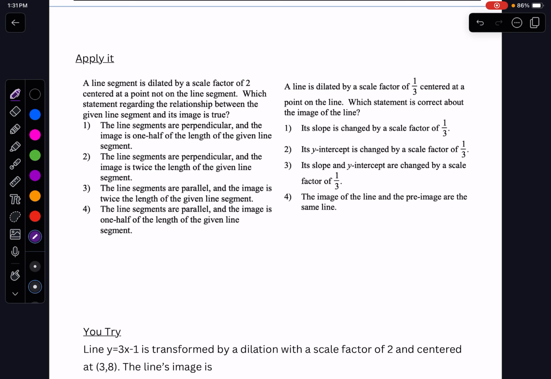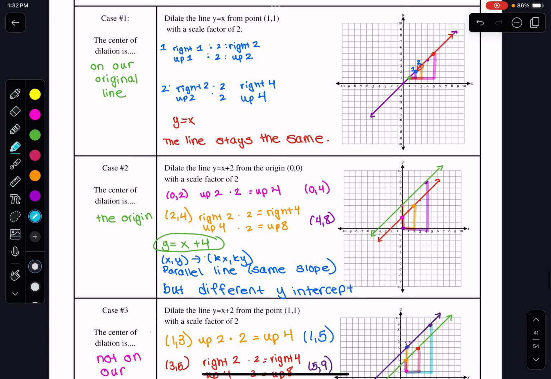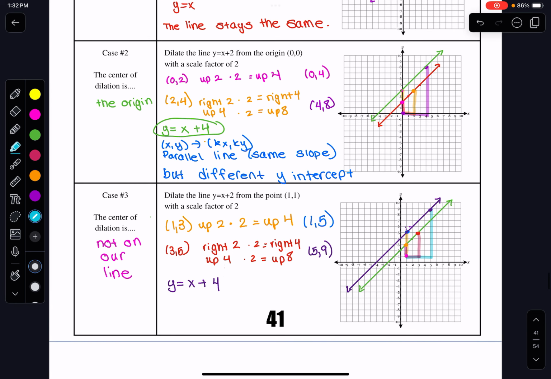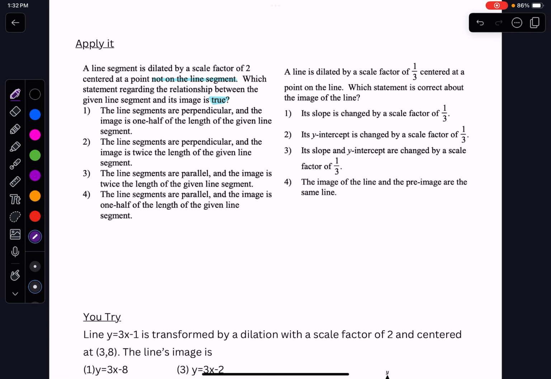A line segment is dilated by a scale factor of 2, centered at a point not on the line segment. So when it is not on the line segment, we are going to be creating a brand new segment. Which statements regarding the relationship between the given line segment and its image are true? So if we look at our previous drawings, our options were that it was either going to be the same line or that the lines were going to be parallel, depending on where the center was. So I can immediately go through and eliminate anything that's talking about perpendicular.